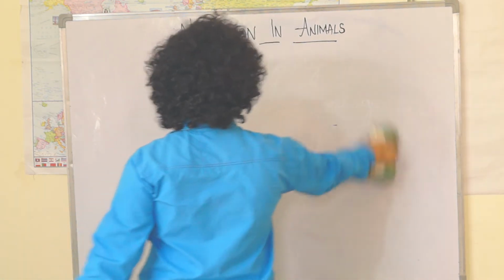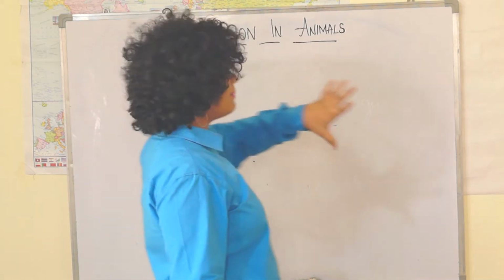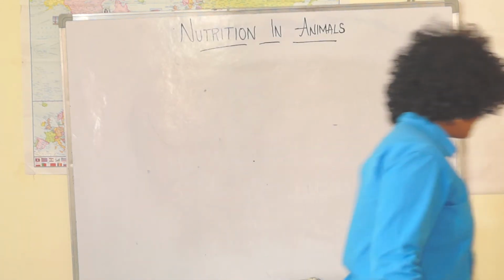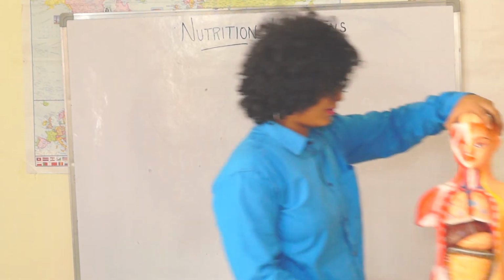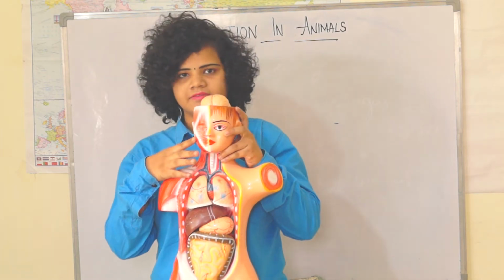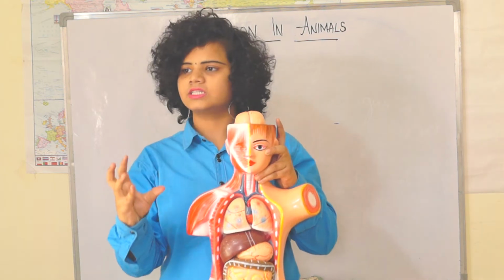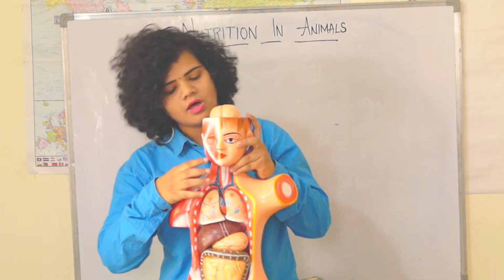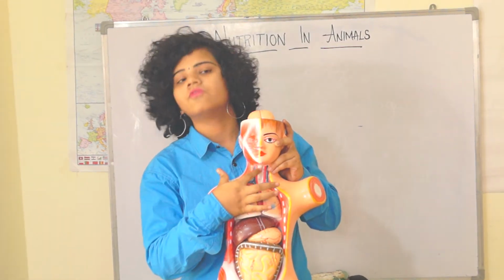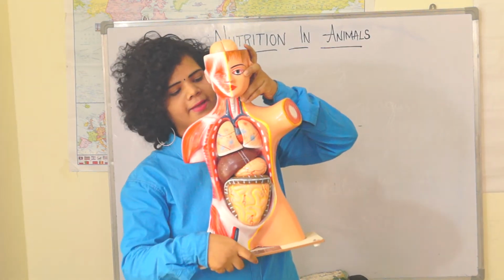And now let's learn one by one the parts of our body very clearly. First of all, I have a model here for you. So here is the buccal cavity. First of all, the digestion starts in the mouth. So the food is taken into the buccal cavity, and here you have the food pipe.